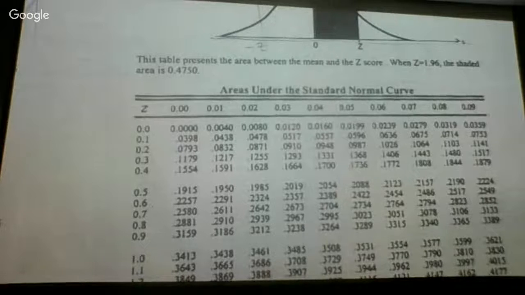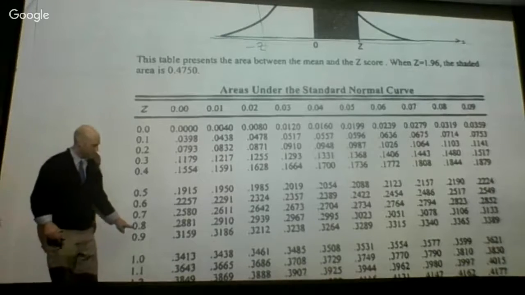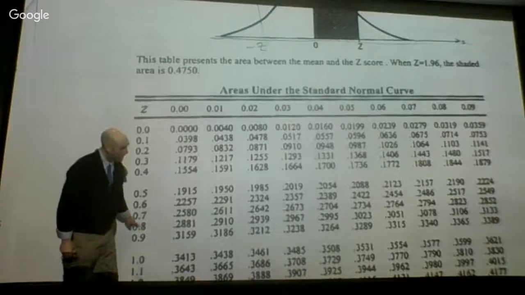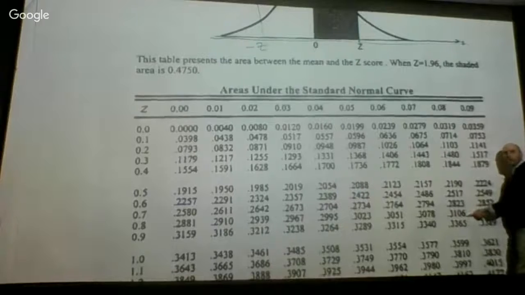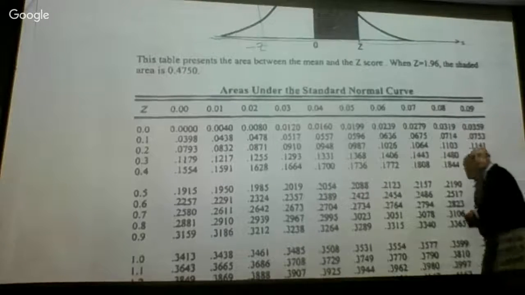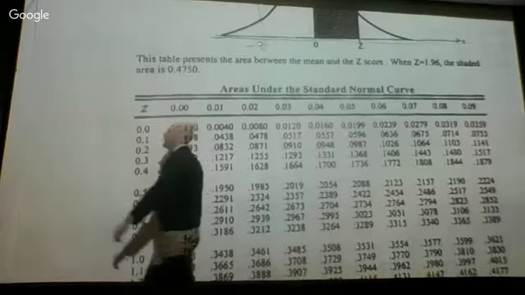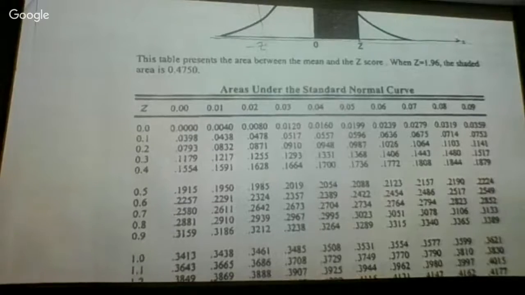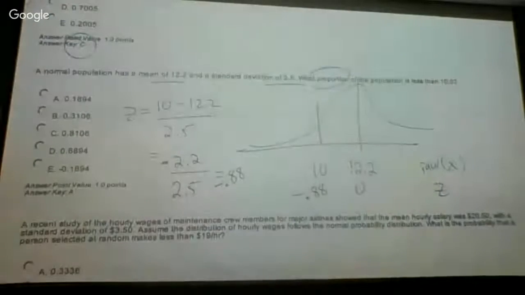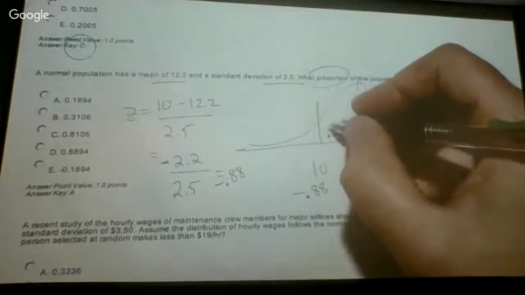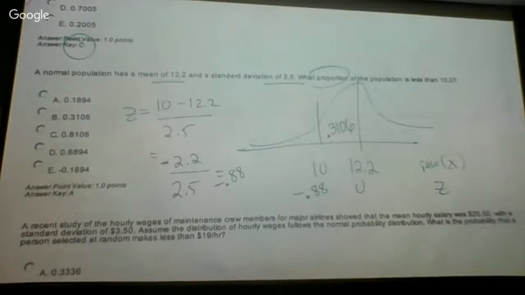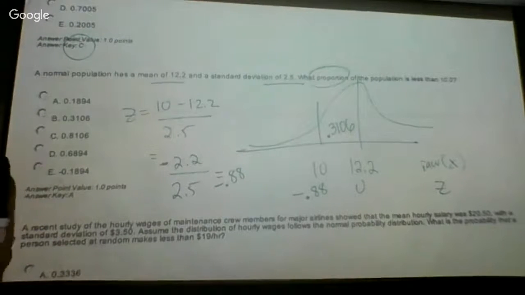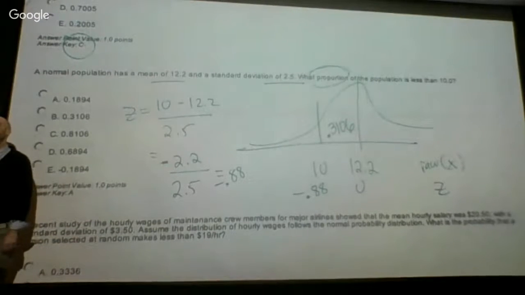So what do I do here, Katie? So come down to here where it says 0.8. Yeah, and then you go over to 0.08. It's a long walk. Did you get 0.3106? Yeah. Sounds good to me. That means this area right here, 0.3106. So my answer, 0.3106. I click B, and I get the answer wrong.